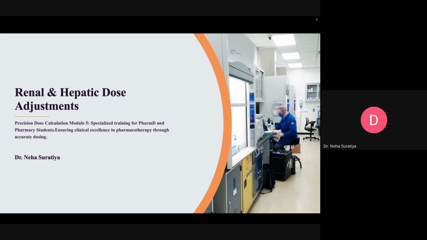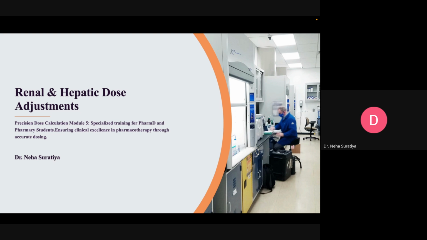In real hospital practice, most of the admitted patients have some degree of renal or hepatic dysfunction. I'm talking about patients admitted in hospitals. Especially we can consider the elderly population, intensive care unit, sepsis. I can include diabetes and cancer patients here also. All those populations have some degree of renal and hepatic dysfunction.